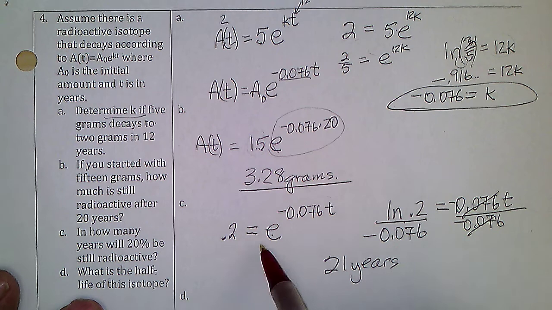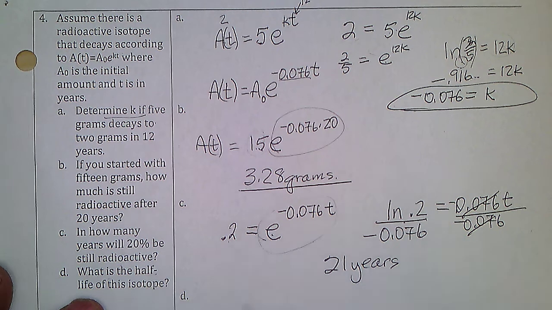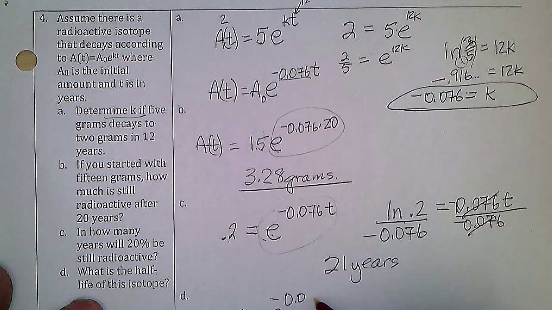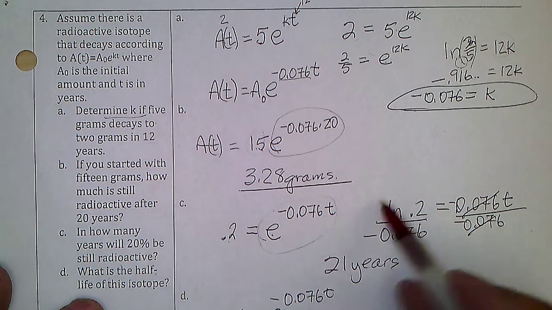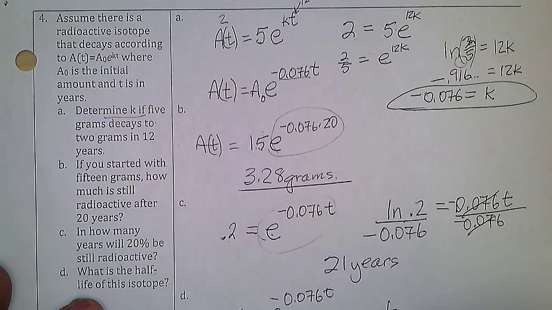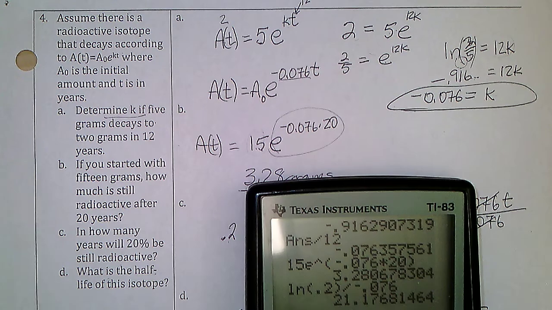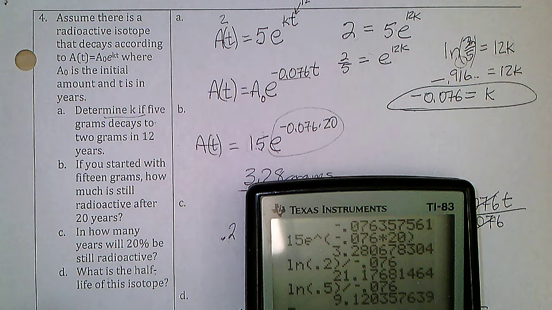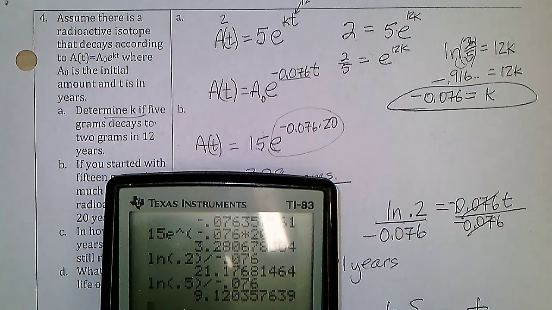And finally, what is the half-life? Well, that's how long it takes to get to be half of what it was. So I just put 0.5 in here, and that equals e to the negative 0.076t. Using the same steps, it's going to be ln 0.5 divided by negative 0.076 equals t. I just do the same thing as before, except with 0.5 there. And that's 9.12 years for it to be half of what it was.